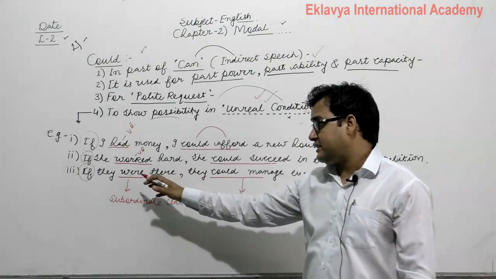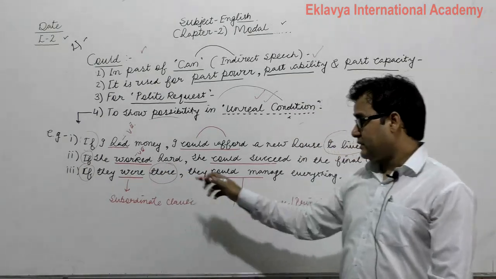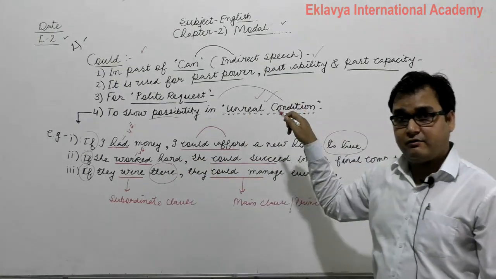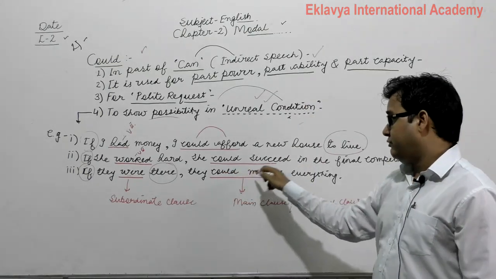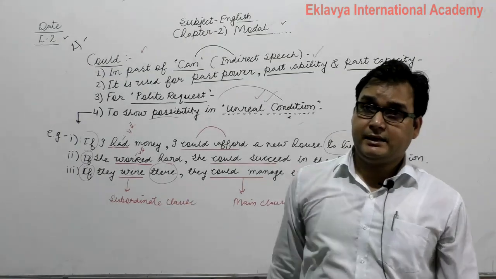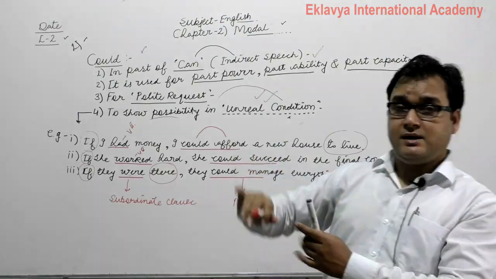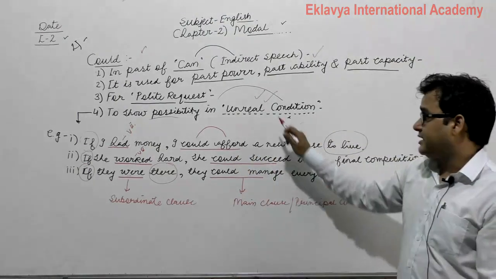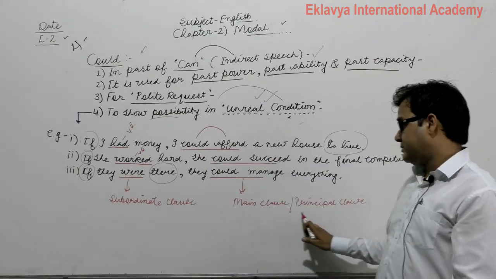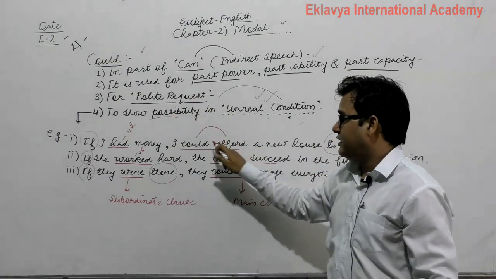And example number 3 is, if they were there. They meant to say basically, यहाँ पे adverb है. If they were there, अगर वो वहाँ पर होते, they could manage everything, हर चीज़ manage कर सकते थे. अगर वो वहाँ पर होते तो उनके manage करने की possibility होती, लेकिन वो वहाँ पर नहीं थे. That's why it is unreal condition. But this dependent clause, this main clause, and this principal clause speak about possibility with the help of using could.